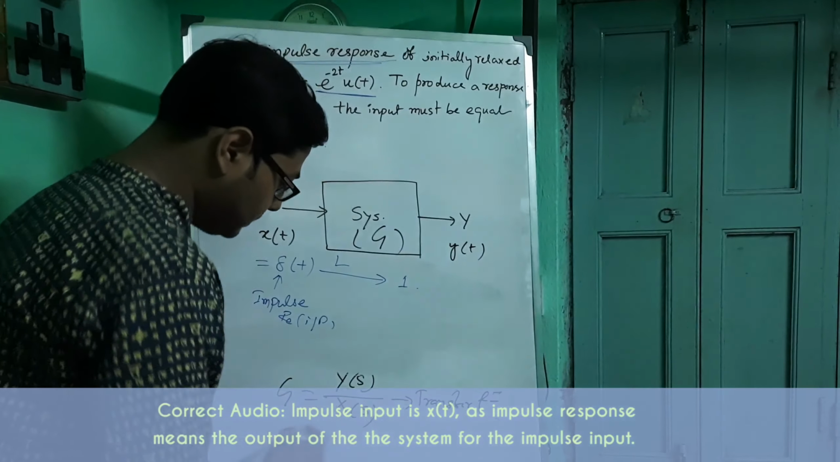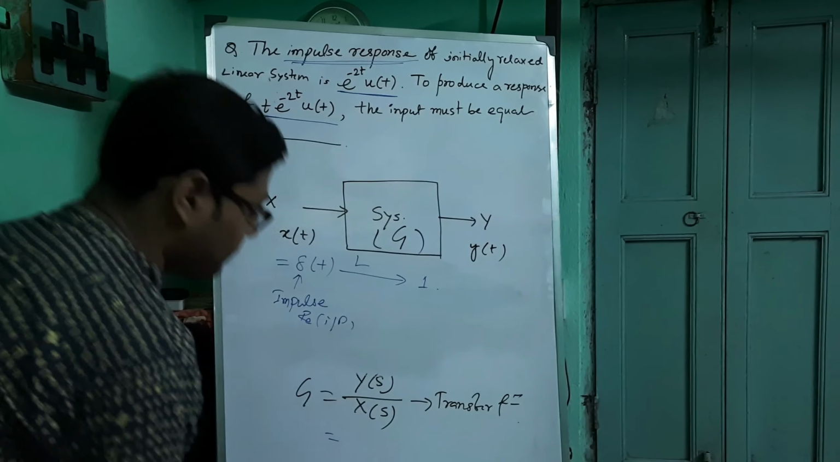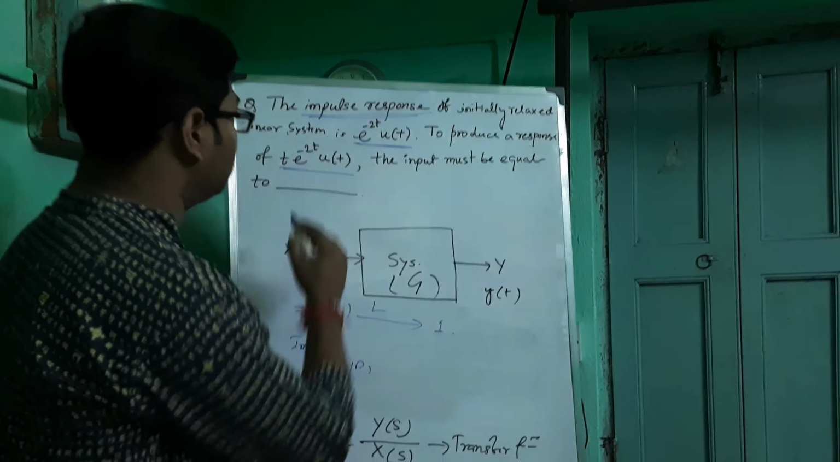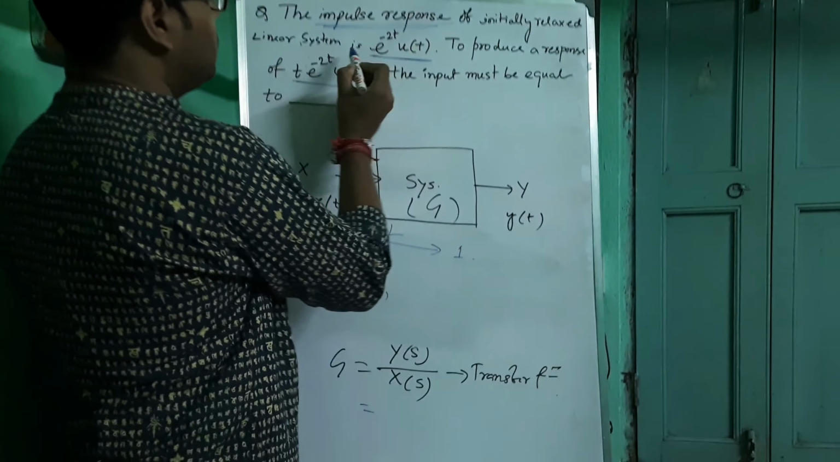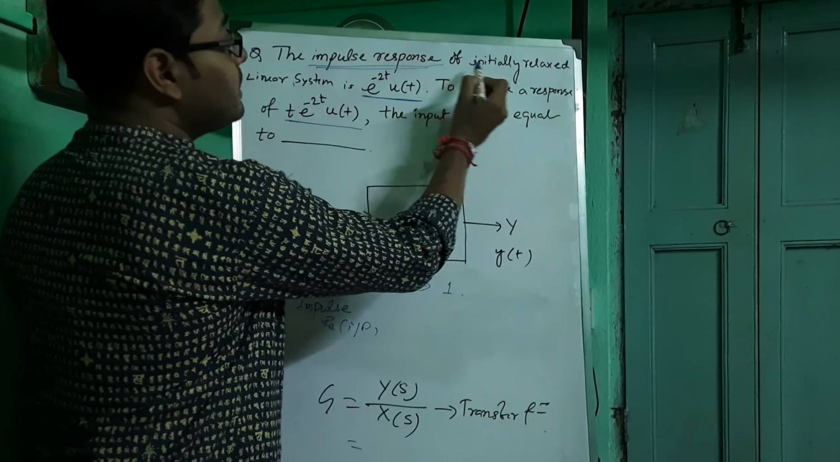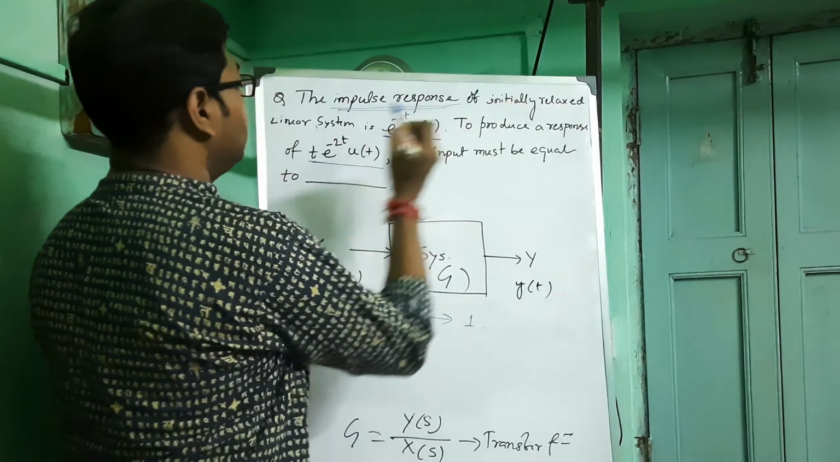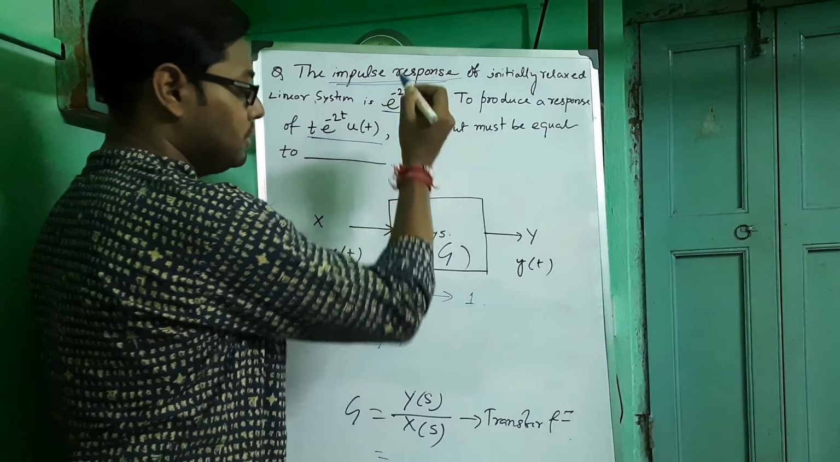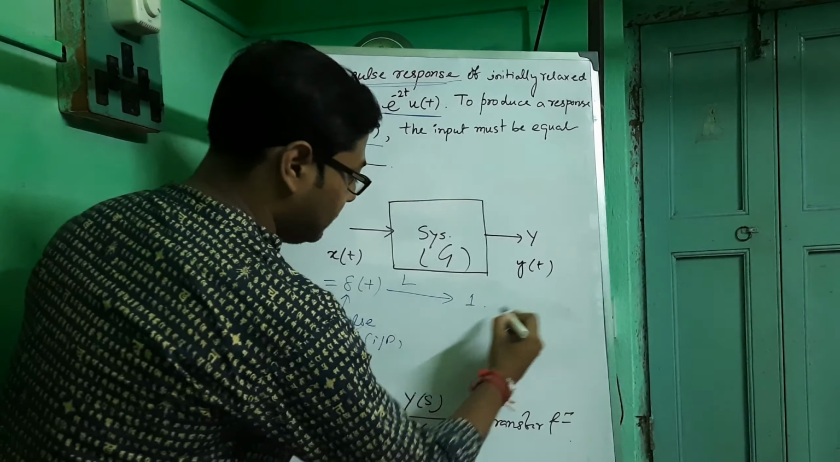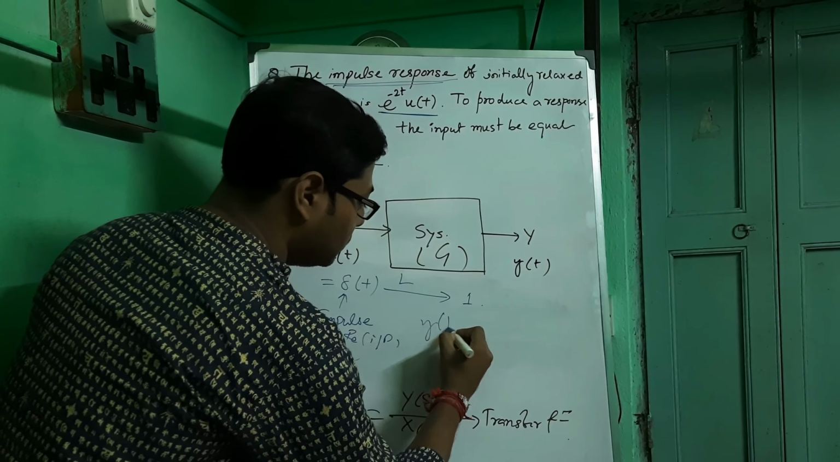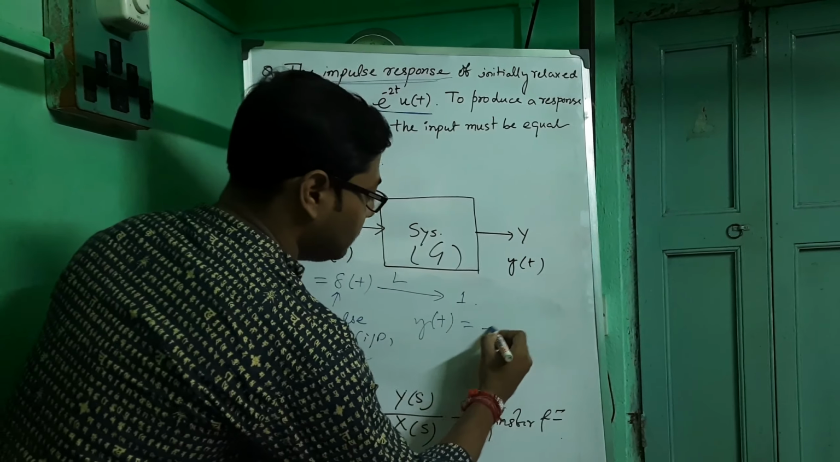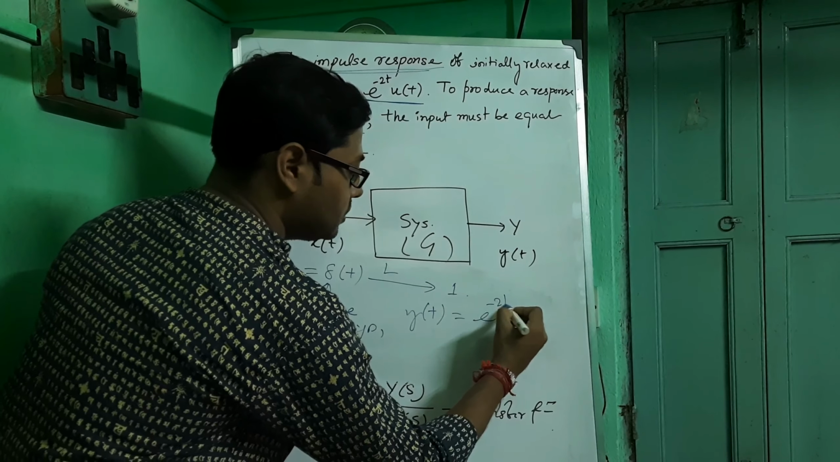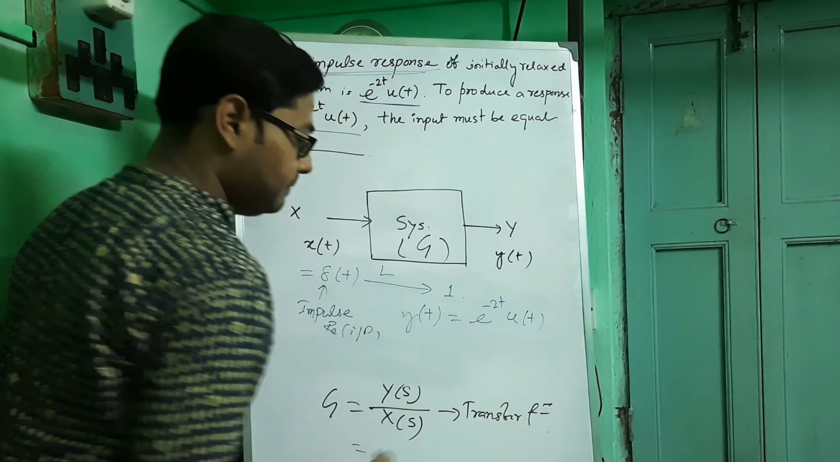See here, if you have the output, they told us the response of the initially relaxed linear system is this one. So that means this is the output, that is y(t). They gave y(t) as e to the power minus 2t u(t).